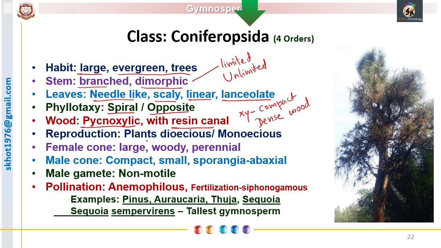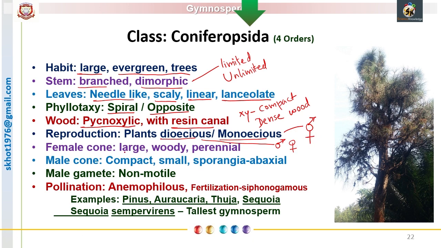With respect to reproduction, we get either dioecious plants or monoecious plants. Dioecious plants will show different male and female plants, whereas in monoecious, we will get bisexual plants. That means the male and female plants are not distinct from each other, but one and the same plant behaves as male and female plant.